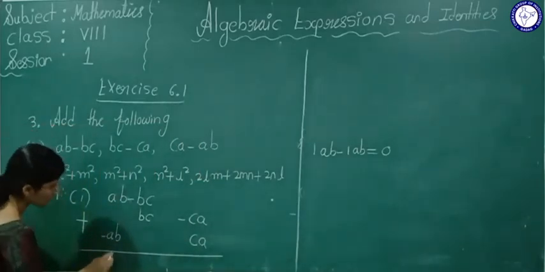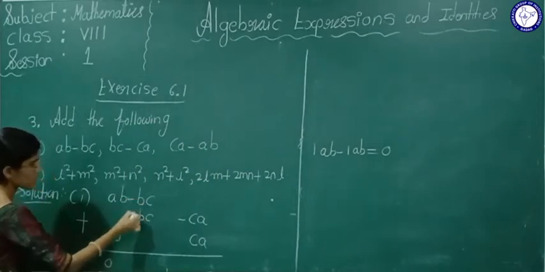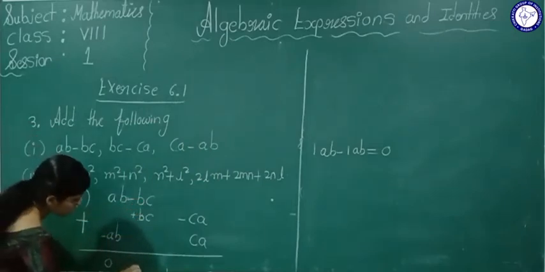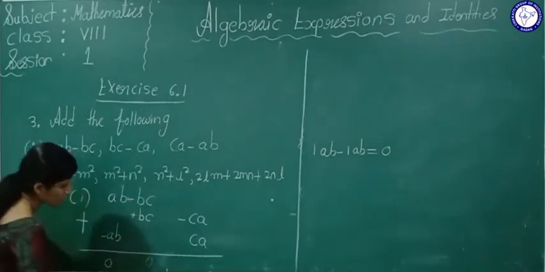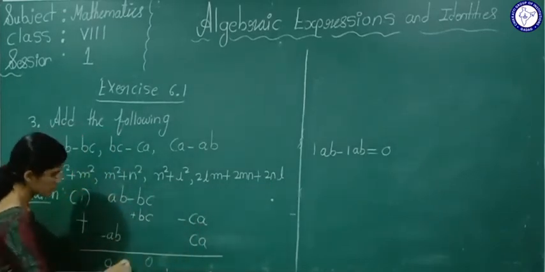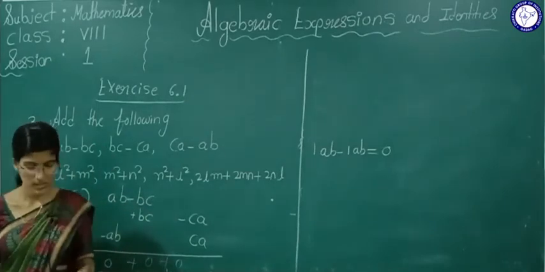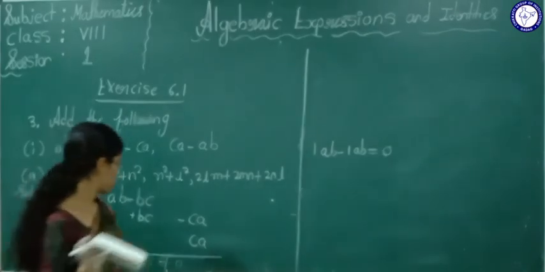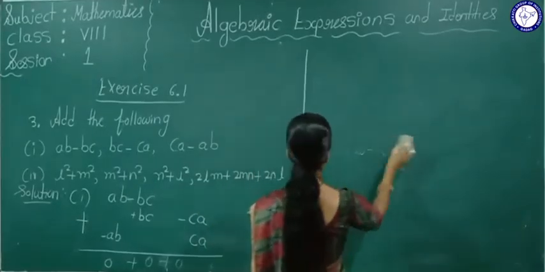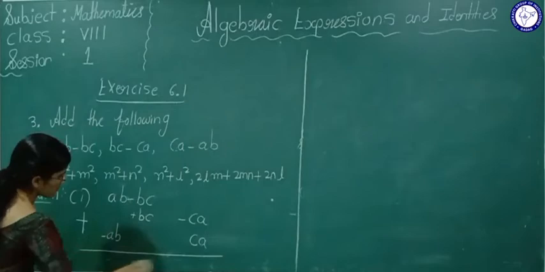0. Minus BC, and nothing sign is there means plus. Minus BC plus BC is what? It is 0. Minus CA plus CA is 0. So what we can tell? We are getting answer 0. Yes? Thus, the sum of the expression is, here we are getting 0. Yes or no?